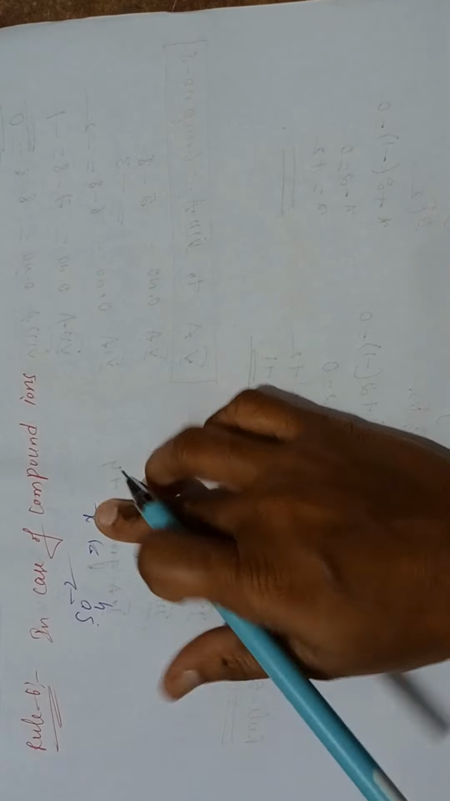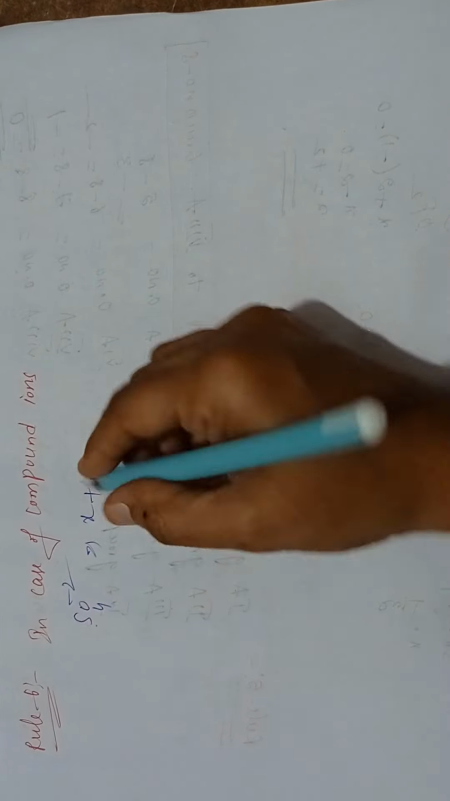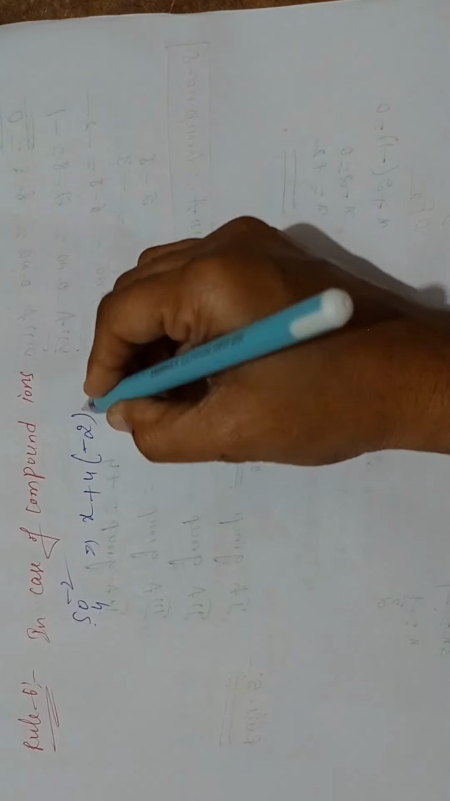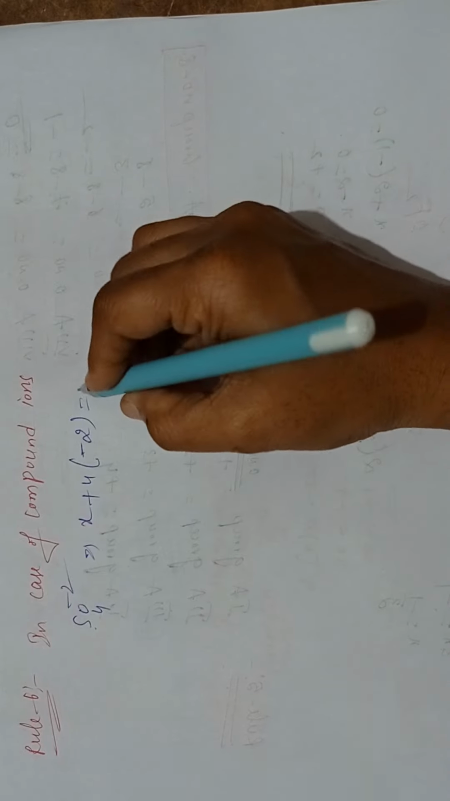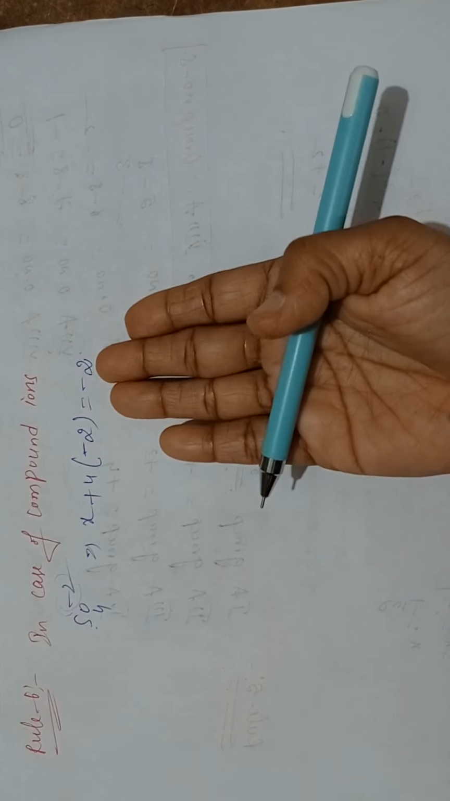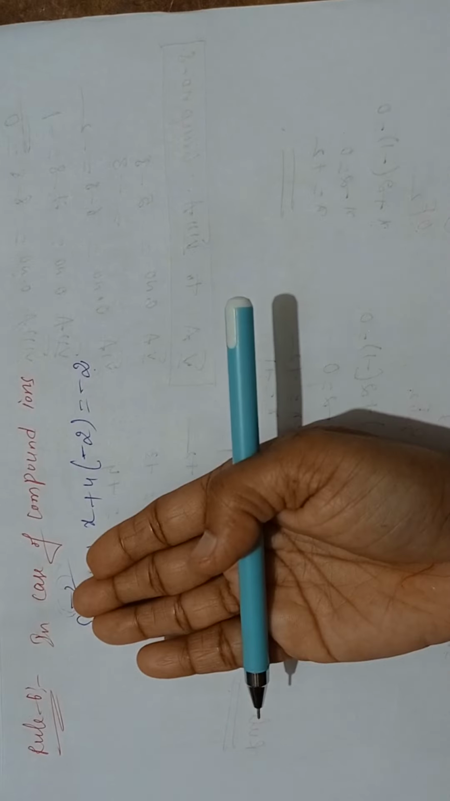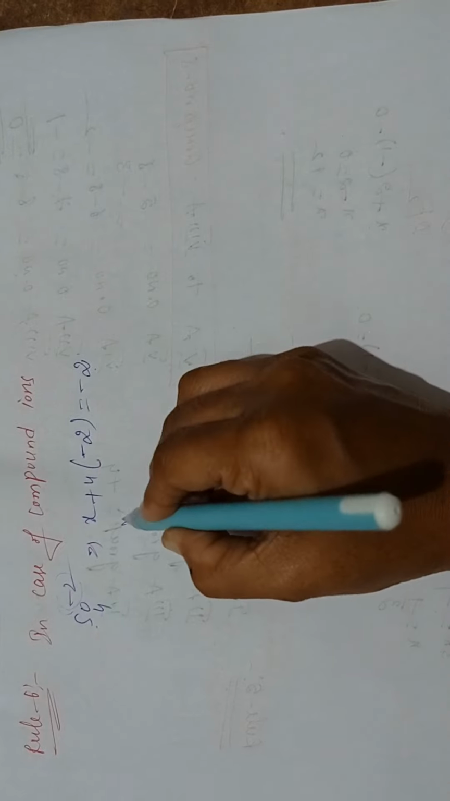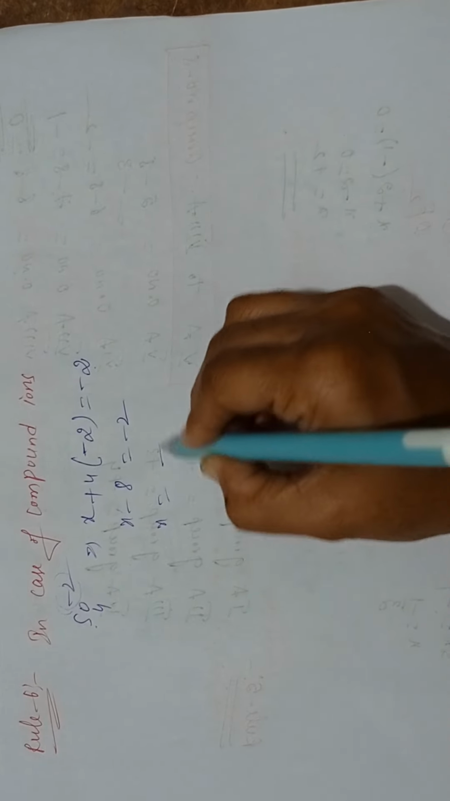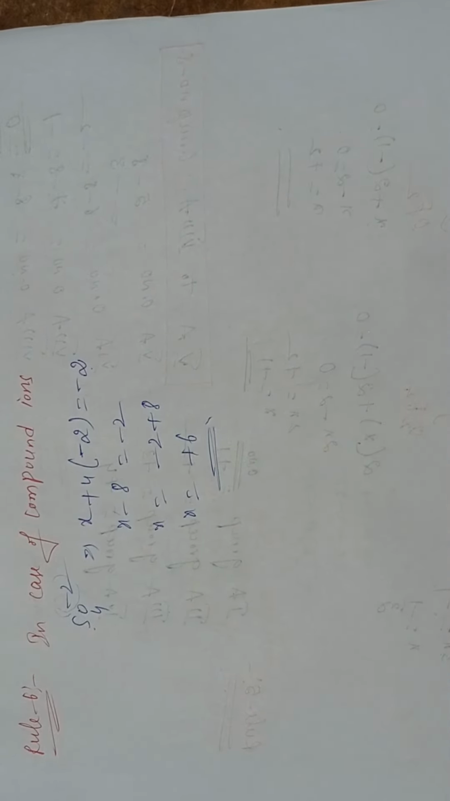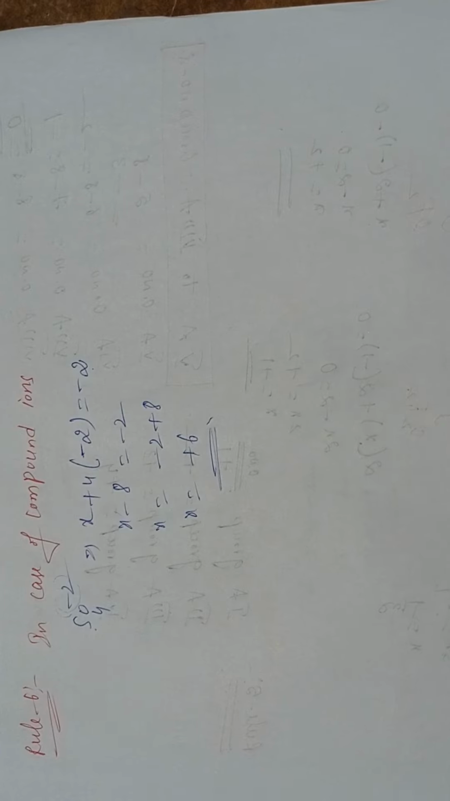Sulfur, 1 atom, I take x, and 4 oxygens are there: 4 into oxygen oxidation number minus 2. What is the charge on the compound ion? Minus 2. You take the sum equal to that charge. If there is no charge, you take it equal to 0. If charge is there, you take it equal to its charge. So x minus 8 is equal to minus 2, x is equal to minus 2 plus 8, x is equal to plus 6. This is the oxidation number of sulfur in the compound ion.